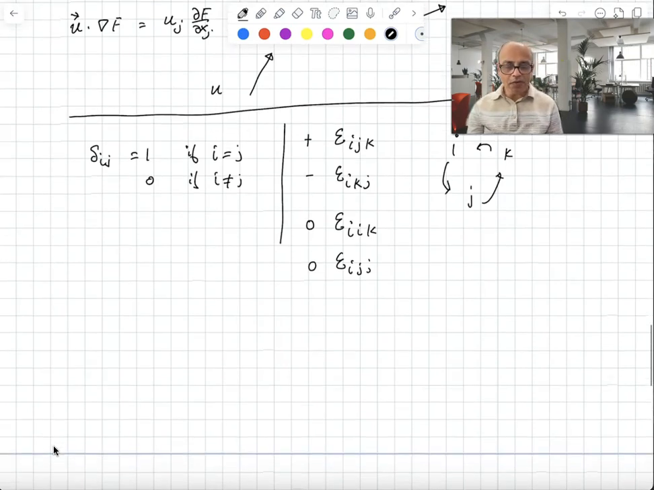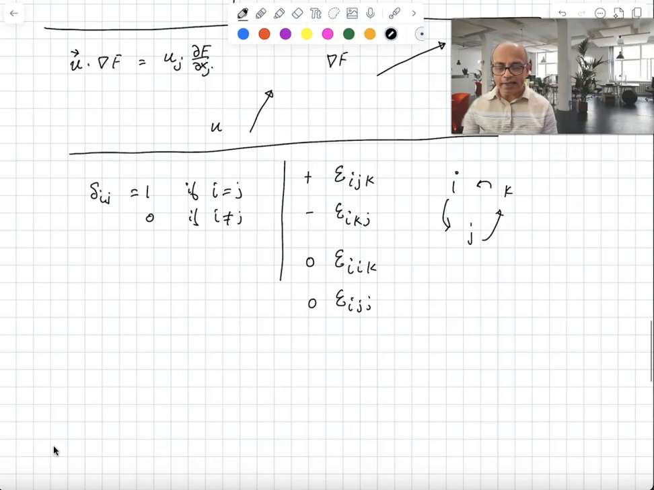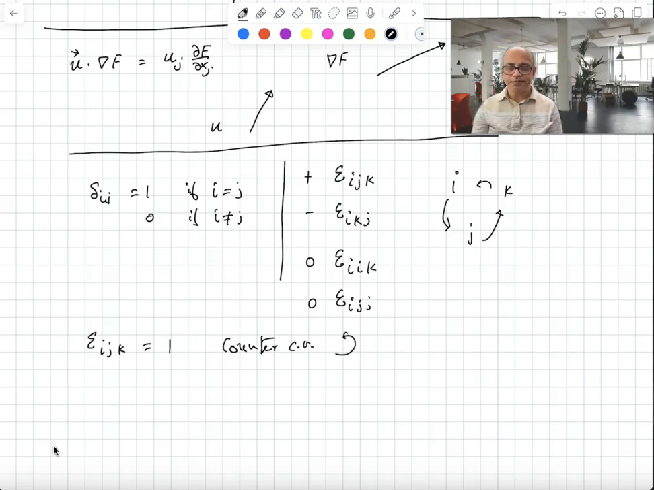So now what I can say here is, epsilon ijk is 1 if you go counterclockwise. Maybe you can use the notation like that. It will be -1 if you go clockwise, and will be 0 if repeated.